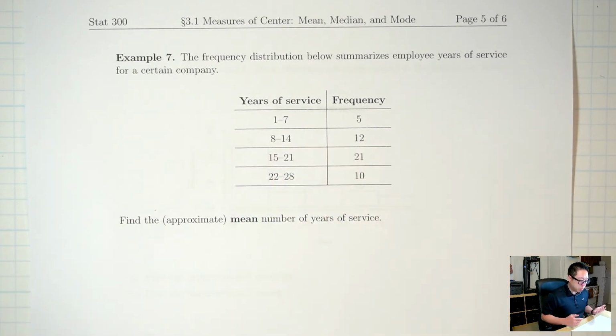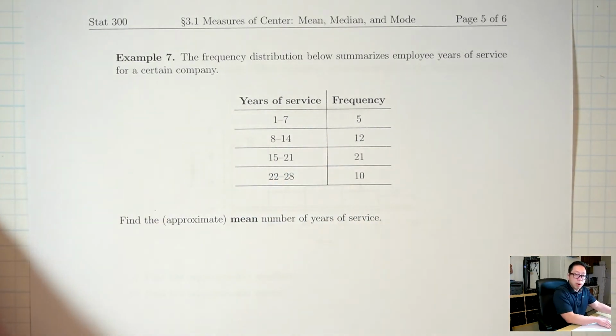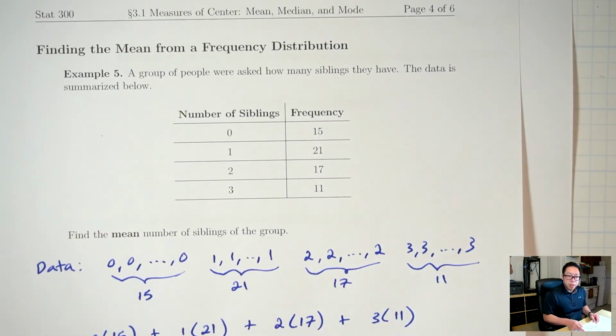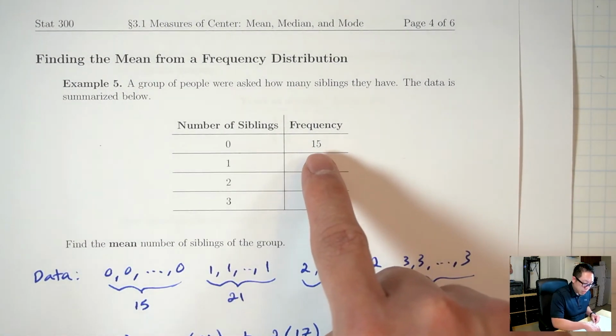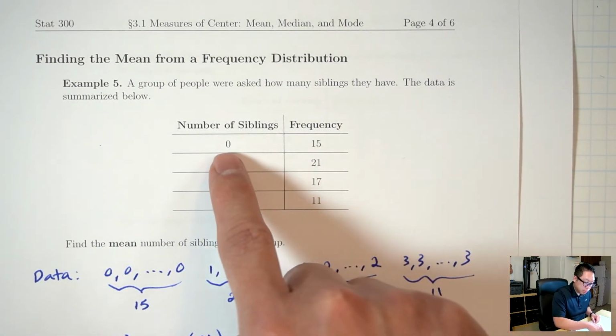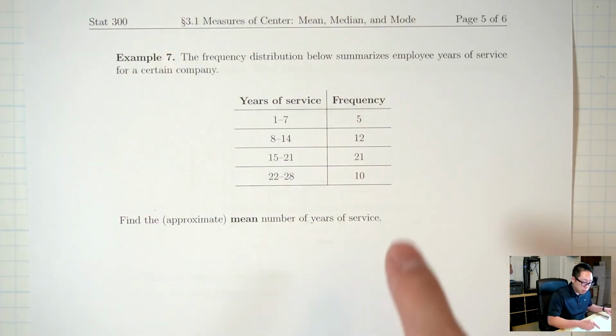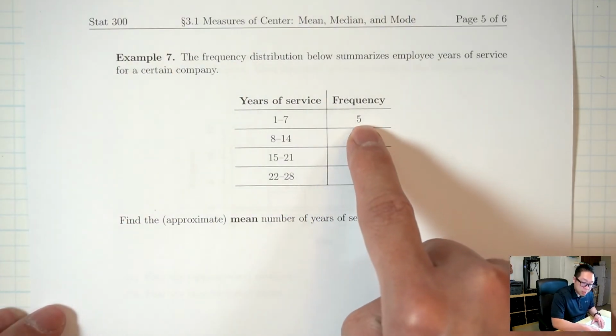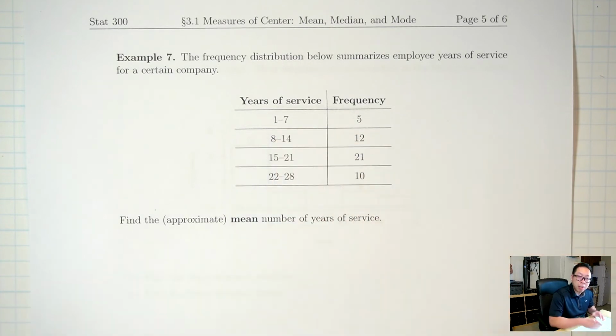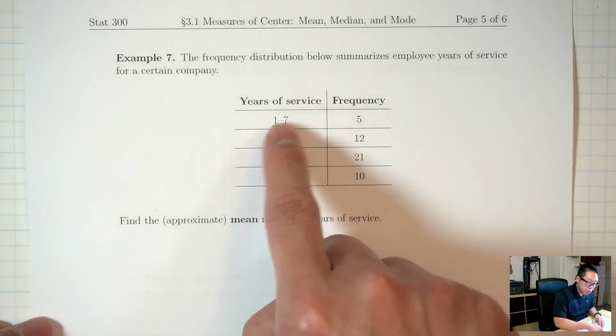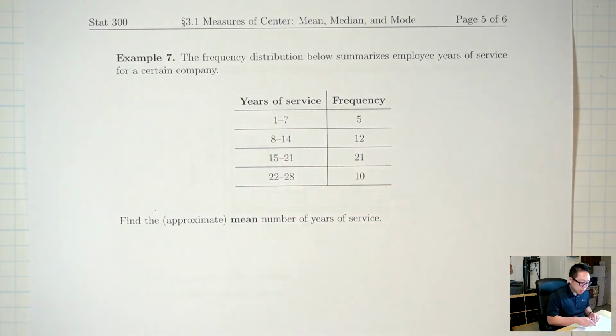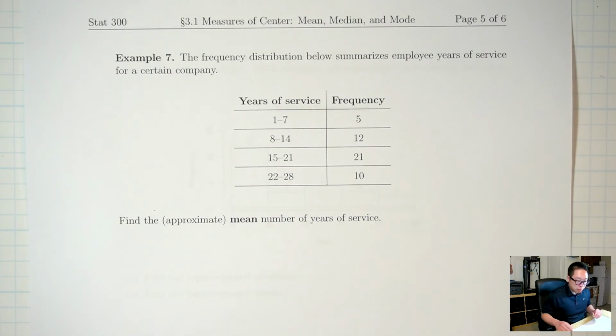So what's the difference between this example and example 5? In example 5, I know that there's 15 zeros. Okay, here I know there's 5 numbers between 1 and 7. So I don't actually know exactly what those numbers are. I just know that they're between 1 and 7. So that's why we have to actually approximate in this situation. So what I need to do first is find the midpoints.